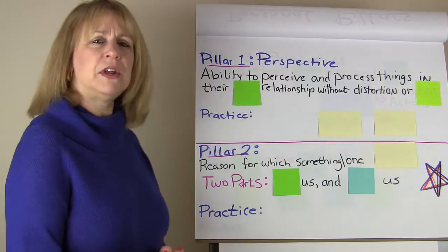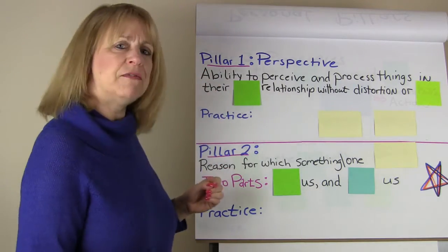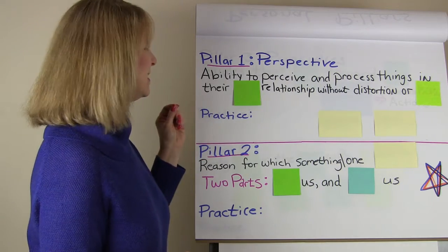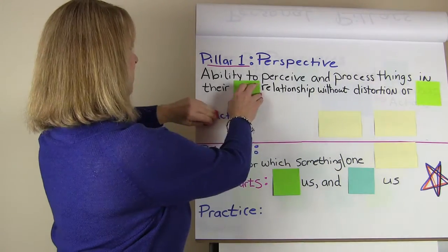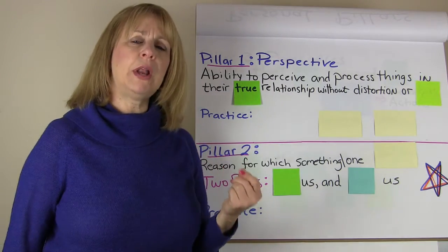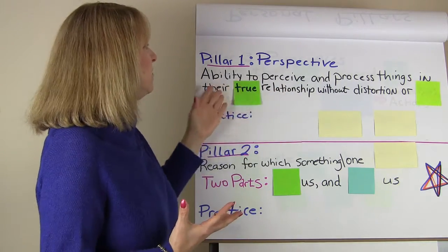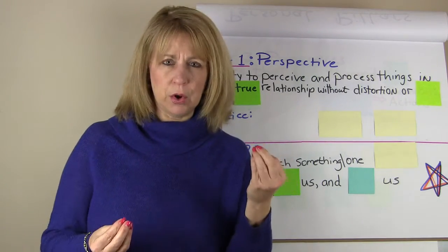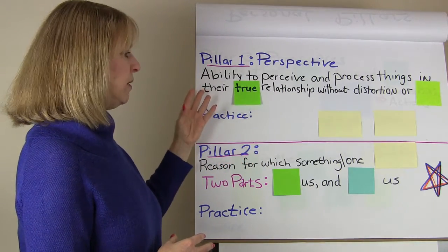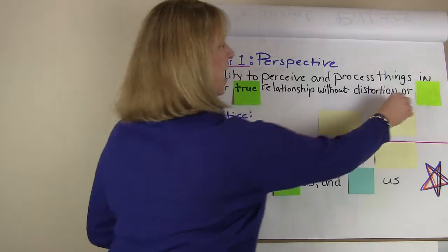And working definitions I find to be very helpful in creating clarity and giving structure. And so the first working definition that we have for perspective is that it is our ability to perceive and process things in their true relationship. And even true can be a matter of interpretation. But it's processing and perceiving things in their true relationship, in their real relationship. Not just what we make up and attach to it along the way. So it's their true relationship without distortion or without bias.